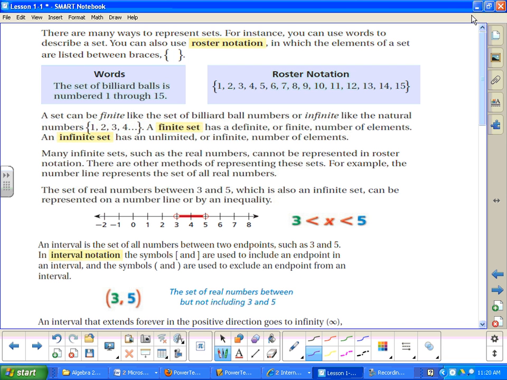Okay? A set can be finite, like the billiard balls, or it can be infinite. So an infinite set would be like the set of natural numbers, which is an infinite set because it starts at 1 and goes on forever. So we would have in braces then the numbers 1, 2, 3, 4, and dot, dot, dot. So it means that it goes on forever. A finite set has a definite or finite number of elements, where an infinite set is unlimited.